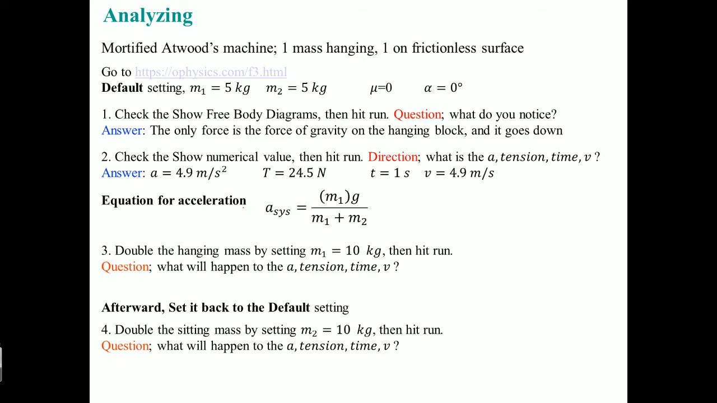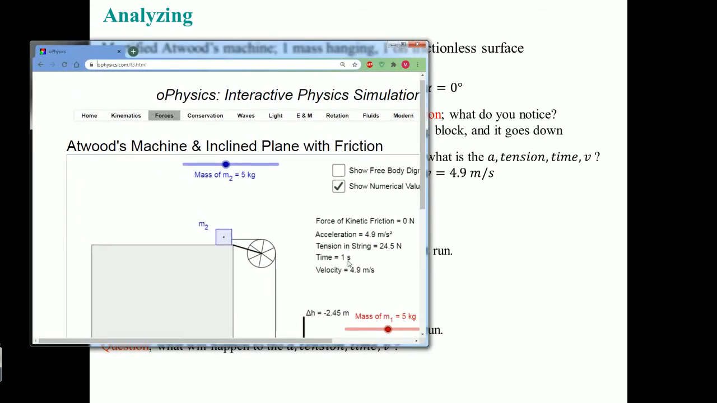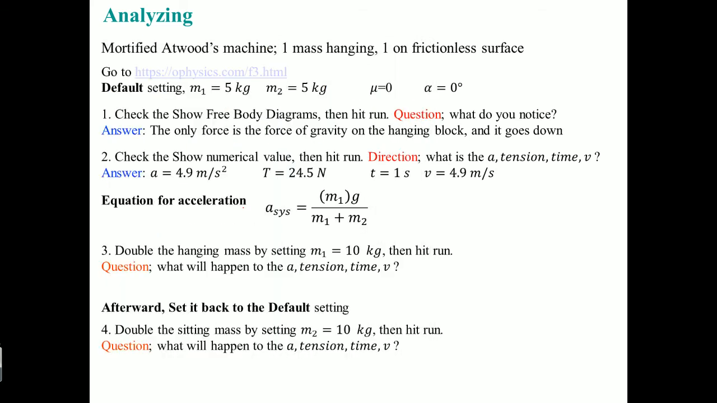We should already see that this is our equation for the acceleration. So if we plug in these values, we should get the acceleration of 4.9. We should see that the tension comes from the acceleration times the mass, so 4.9 times 5 should get you the tension. Time is given in the problem because that's how long it takes for it to fall. And velocity, you can calculate using your kinematics equation, v equals at plus v naught.